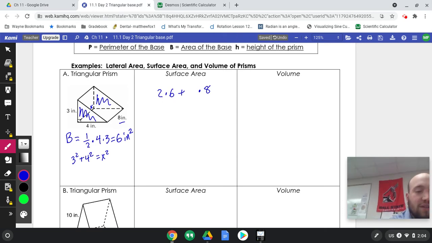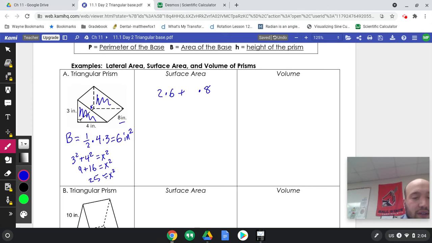So 3 squared, it's going to give us 9. 4 squared is 16. That'll equal x squared. 9 plus 16 gives us 25. 25 equals x squared. Take the square root, and x will have to equal 5. Remember, it has to be positive because it is a distance. Okay, so x equals 5, which means to find our perimeter, we can just add up the 3 plus the 4 plus the 5 we just found. So 3 plus 4 is 7. 7 plus 5 gives us 12 inches. And right here, I'll go ahead and write height is 8 inches.